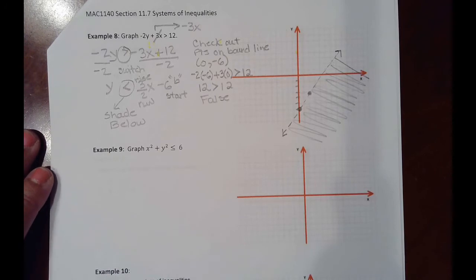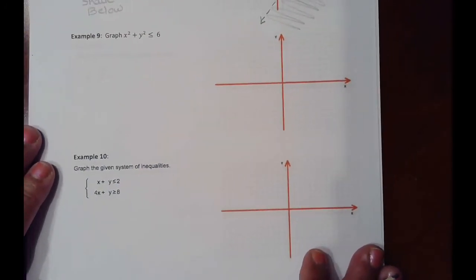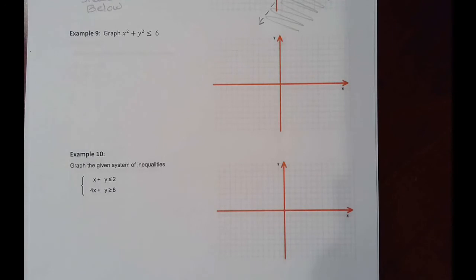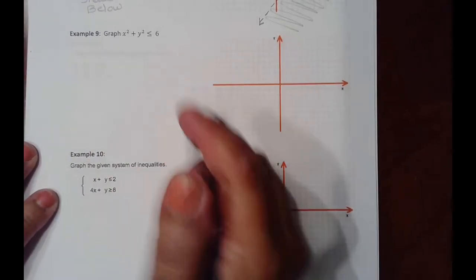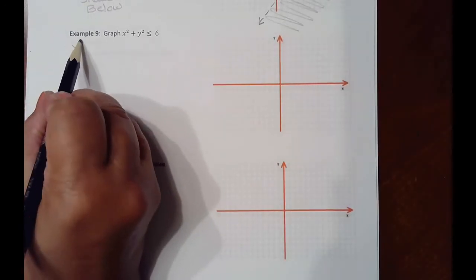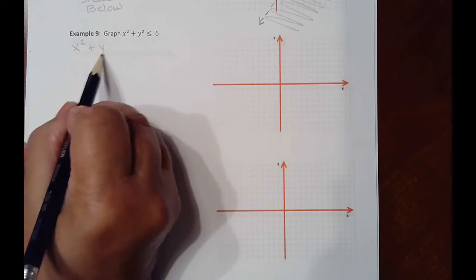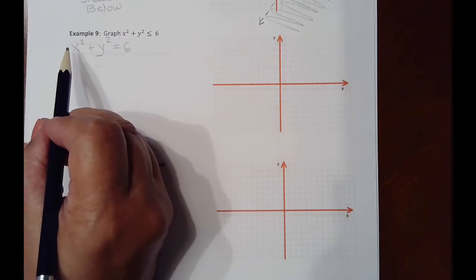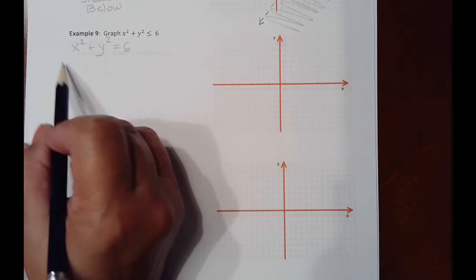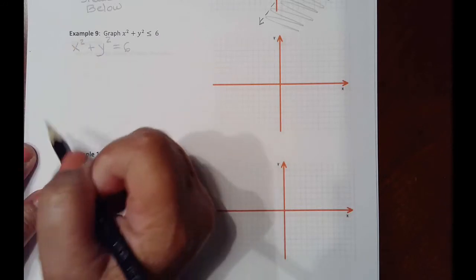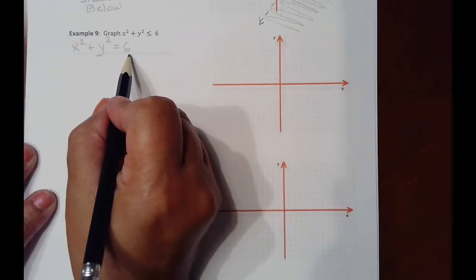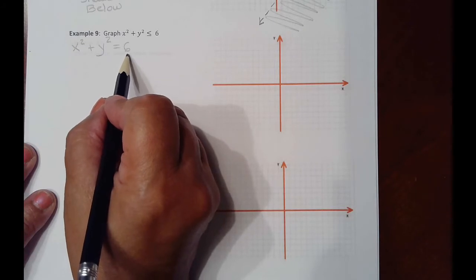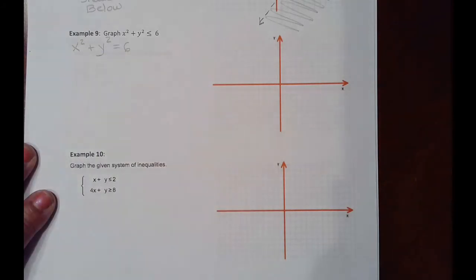Okay, moving on to inequalities that are not linear. In example 9, you have a circle. If this was an equation, it would just be the equation of a circle. Again, when you have both x and y in their squared form, both are positive and both have the same coefficient, it's a circle. And then you have a number over here. Now, this is a decimal, so we're just going to have to approximate what the radius is.